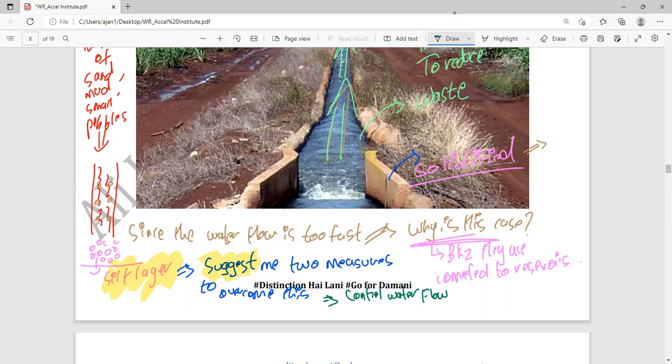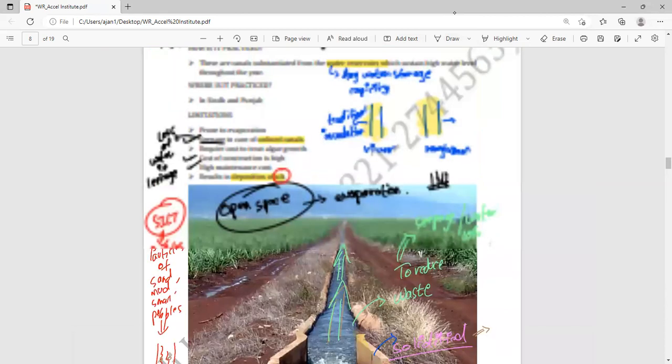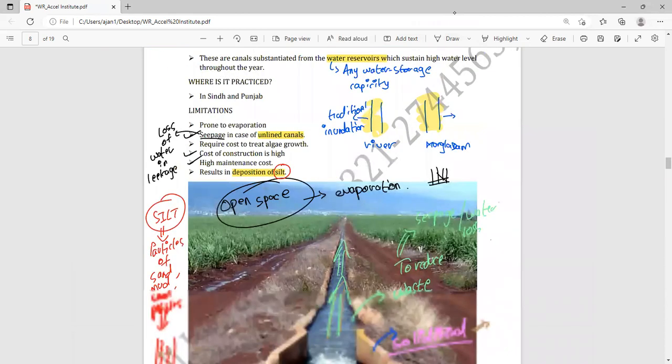And another method that you could use is that you could establish alternative ways of irrigation, perhaps, that do not result in much silt deposit. For instance, tube wells, right? So this is what perennial canals are, and how they work actually.